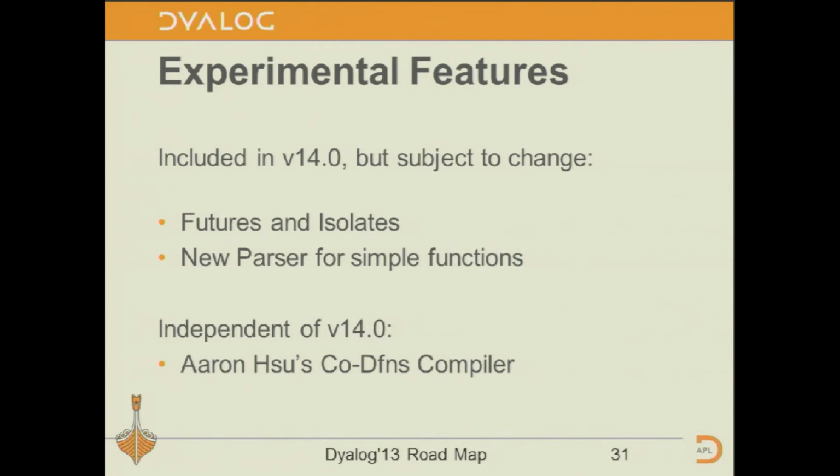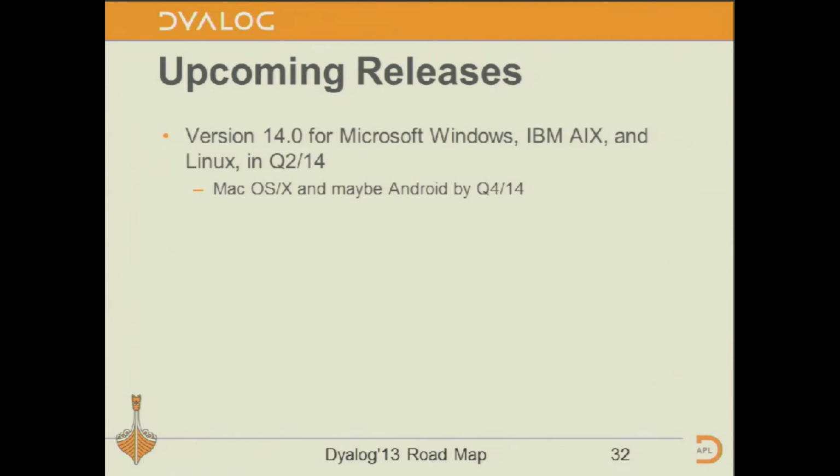And J's parser, which will hopefully in version 14 be available, so that if you have simple functions of the form that it can sort of semi-compile, you can hit a switch and it will start doing that, but you can switch it off again if you don't like it. And sort of independent of version 14, Aaron's work on the CodeEfans compiler, I put it on this slide as well. It's sort of related, although this is not actually a part of the version 14 release. So what are we actually planning to release?